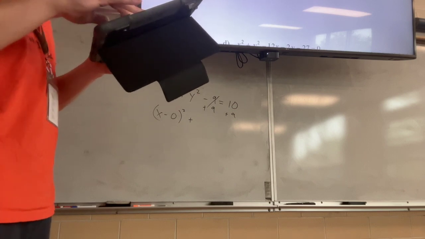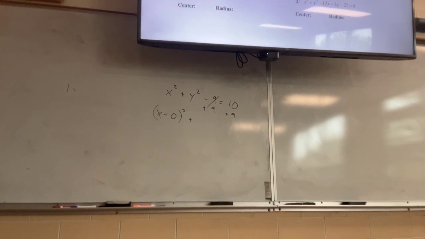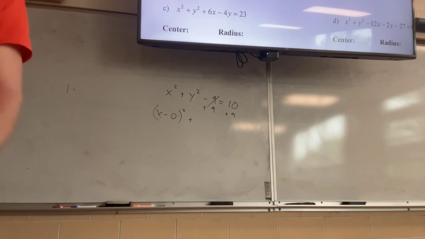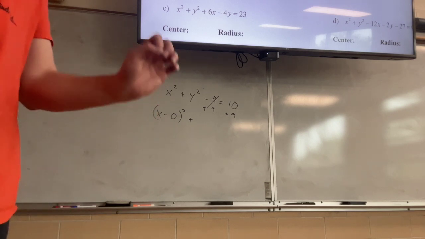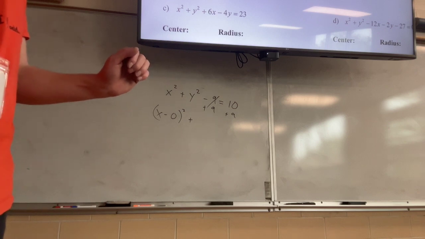Next one. This next one's a little tougher. Are you guys still on number 3? The one thing people are going to screw up is someone is going to put 19 for the radius. Do not do that. Please do not be that person.